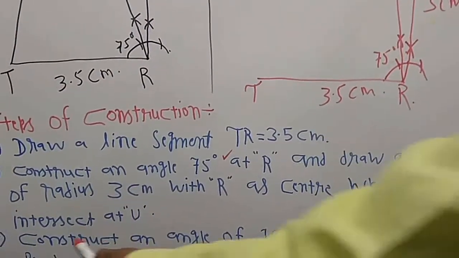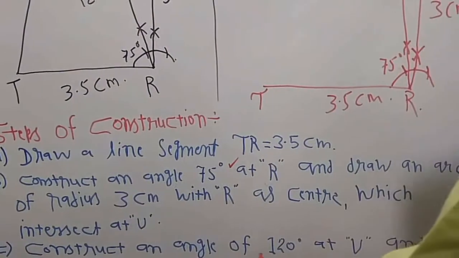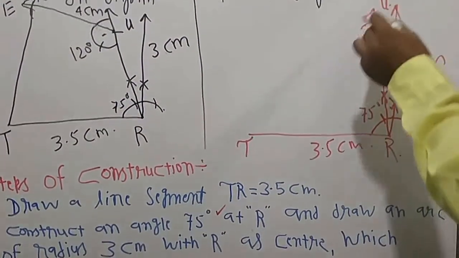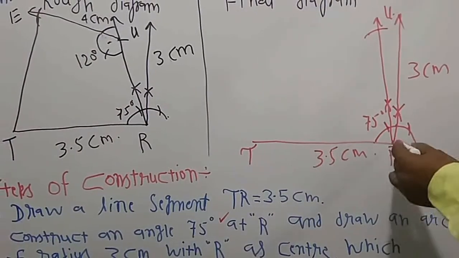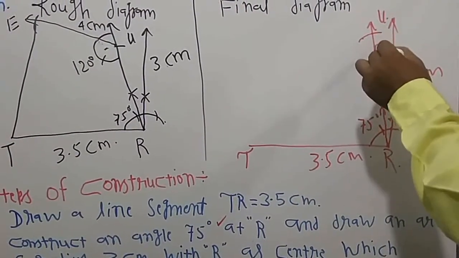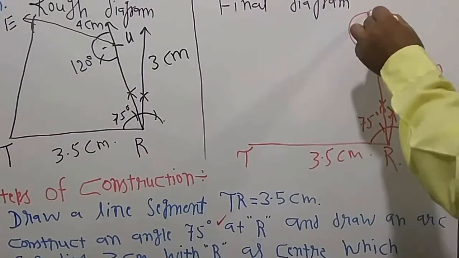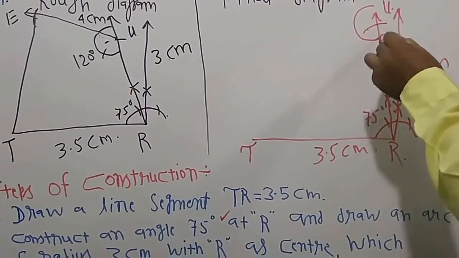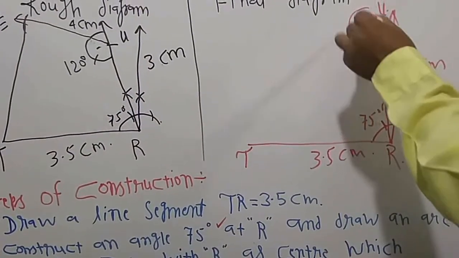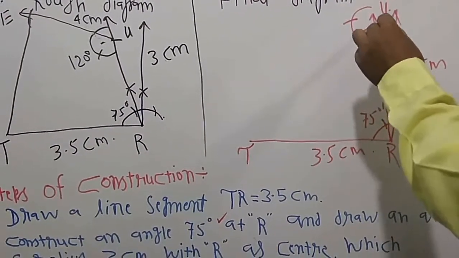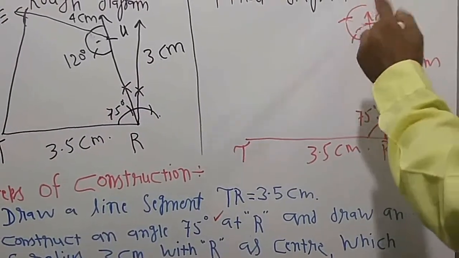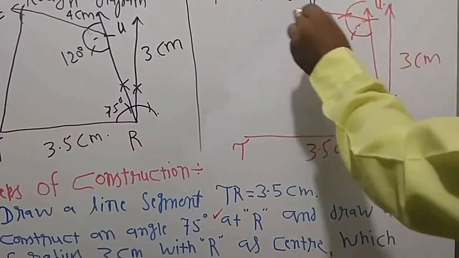Now step D. Construct an angle of 120 degree at U. This is our U, and here we draw the 120. Here on the point we already drew 60 and 120. Same again we open the rounder a little. Then we draw one more arc from this point. It is 60, and from this point it is 120. Now we join this 120 with U.